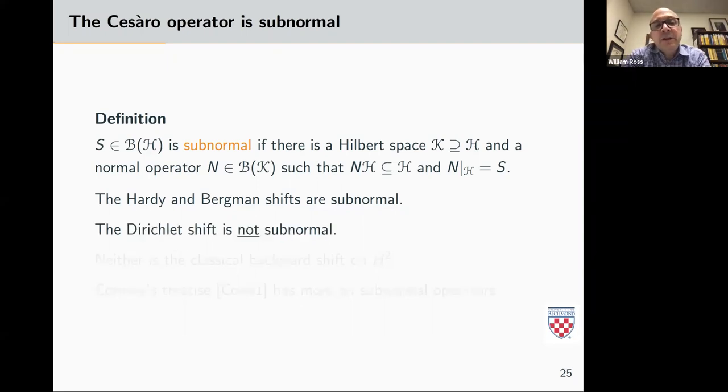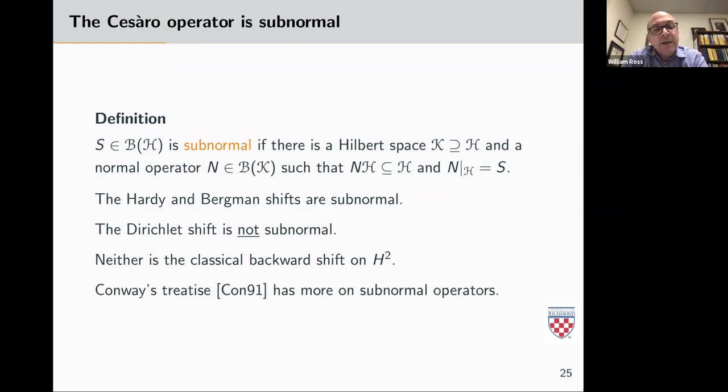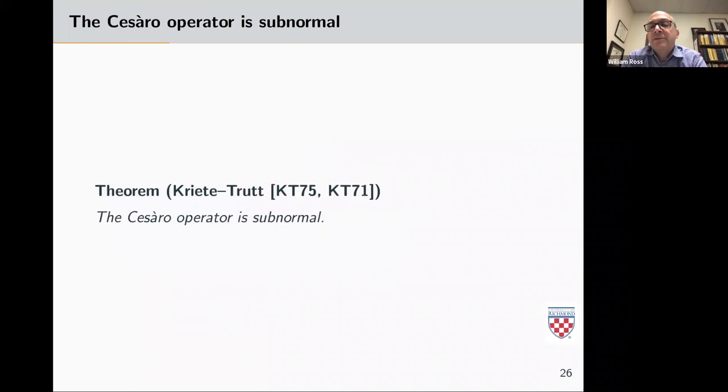The Dirichlet shift is not a subnormal operator because it's not hyponormal. And the classical backward shift on H2 is not a subnormal operator either. I mention this just to make sure we all understand that subnormal operators are a class of operators and not a universal property of them. Conway has a wonderful treatise on these things, but there's been significant work that's followed in subnormal operators past Conway's 1991 treatment.